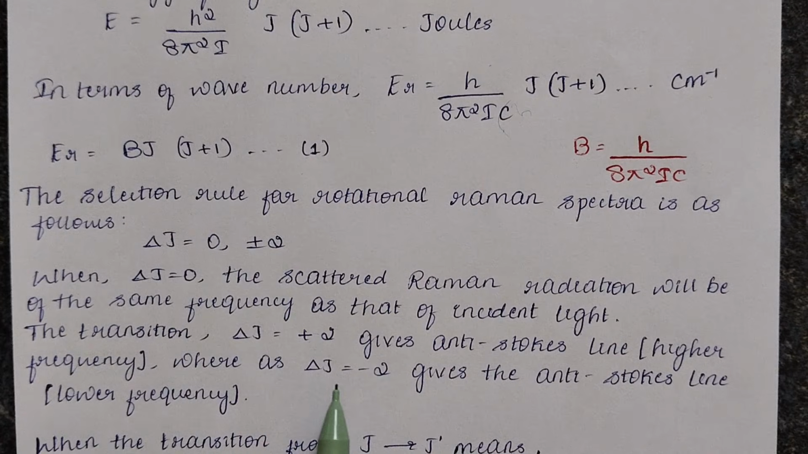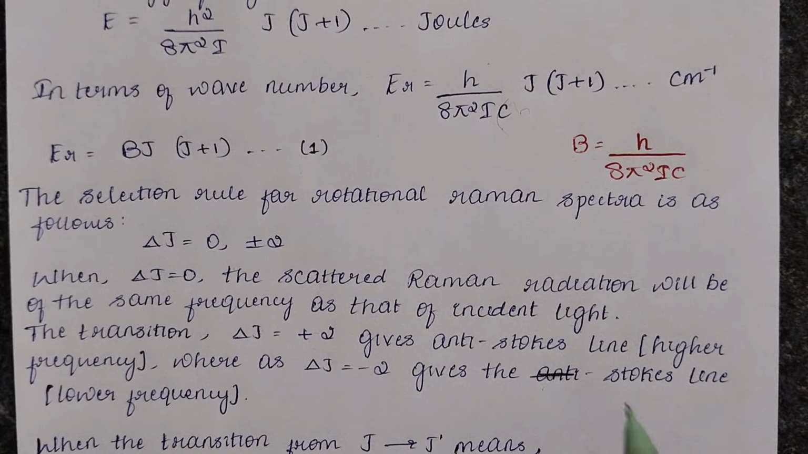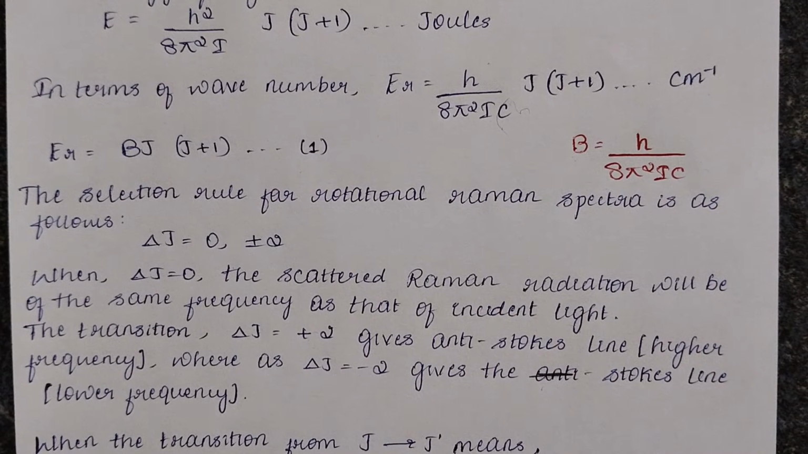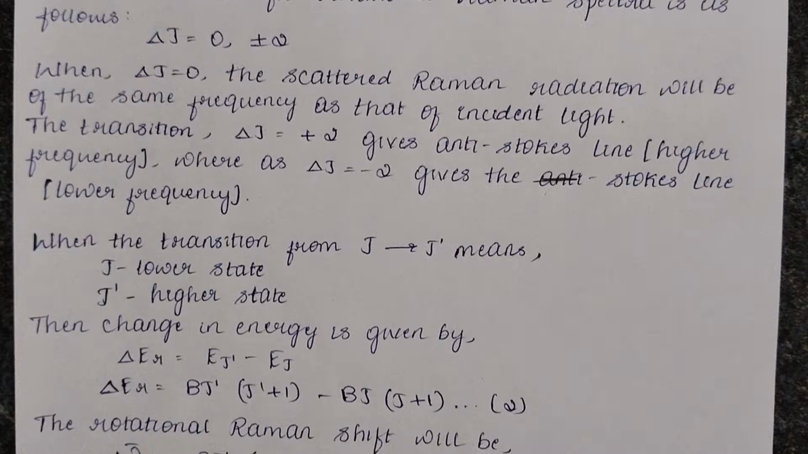Whereas if delta J is equal to minus 2, that will give us a Stokes line. Sorry, this is a Stokes line, that is h nu minus delta E. Since here we can see a negative sign, it is a Stokes line, which gives us the lower frequency when compared to the incident radiation.